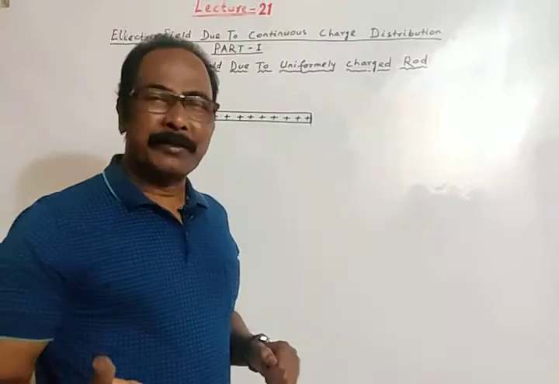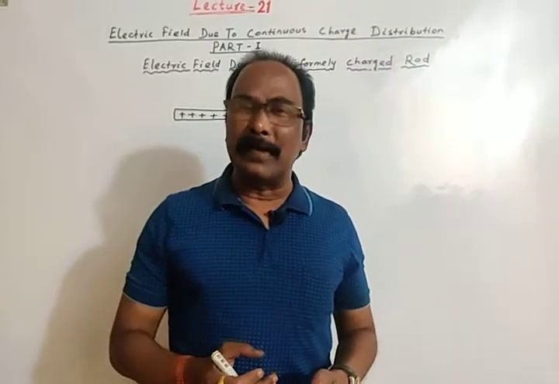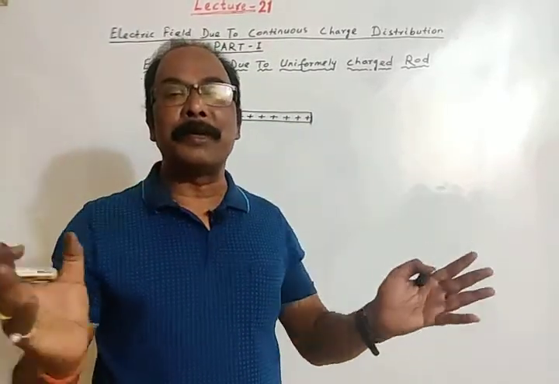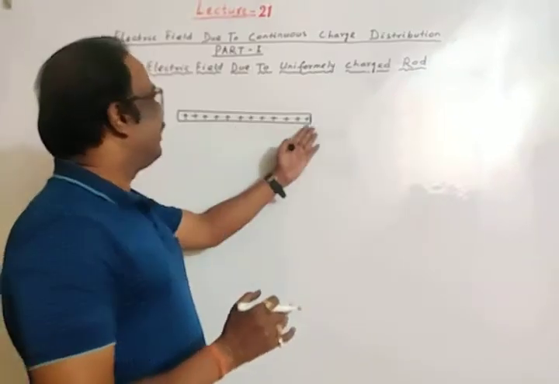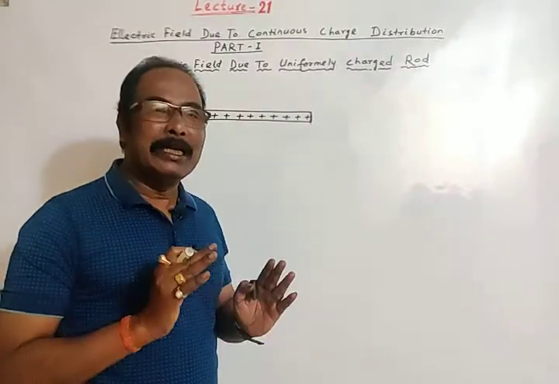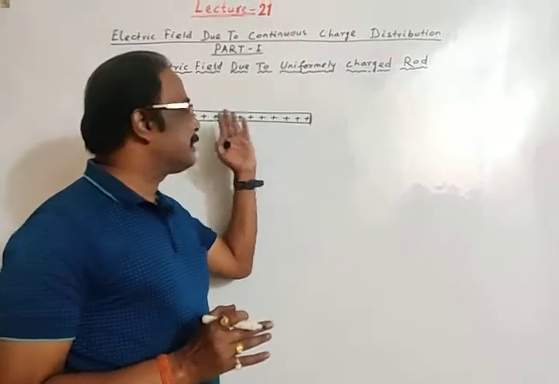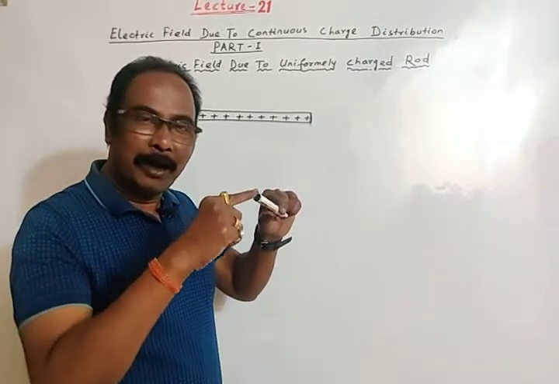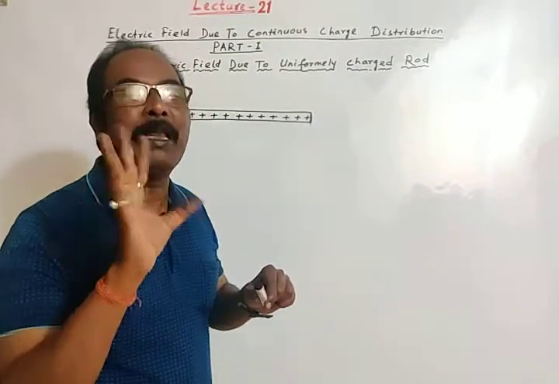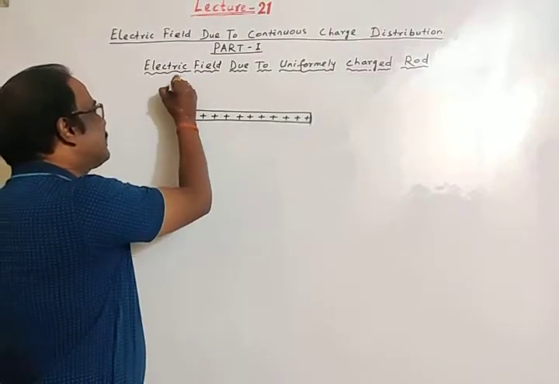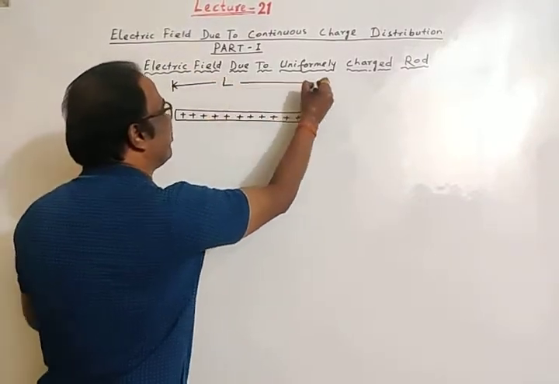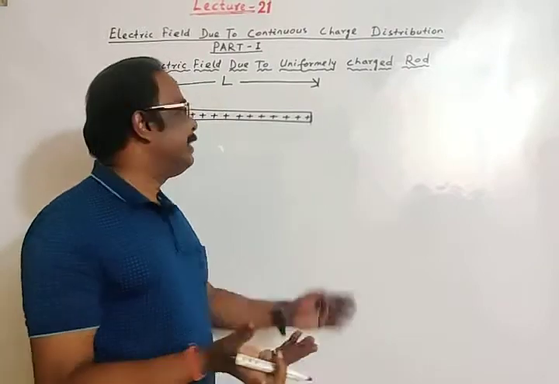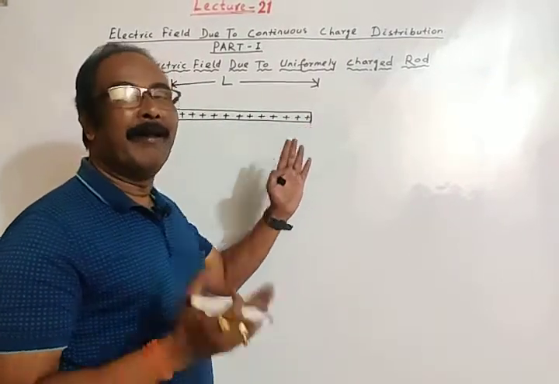We have already discussed that if charge is given to a conductor, then the charge is distributed uniformly on the surface of the conductor. Here, for the rod we are considering a linear body, meaning we are considering the length of the rod, and the area of cross section of the rod is assumed to be very small. Let the length of this rod be L, and the total charge given to the rod is uniformly distributed.